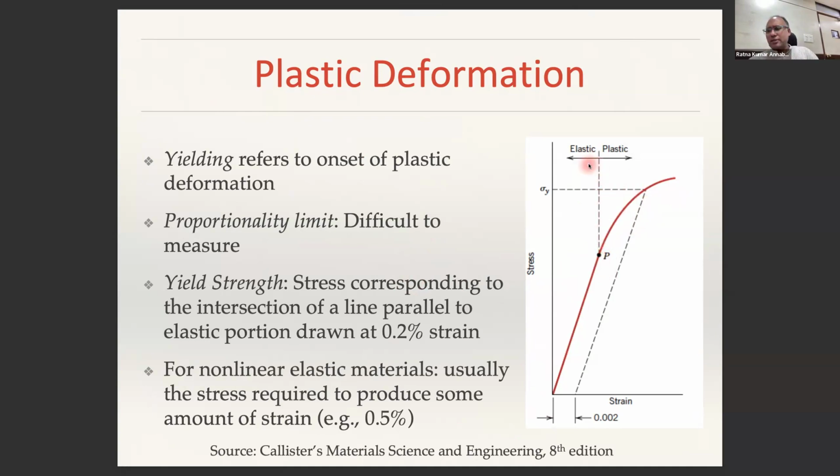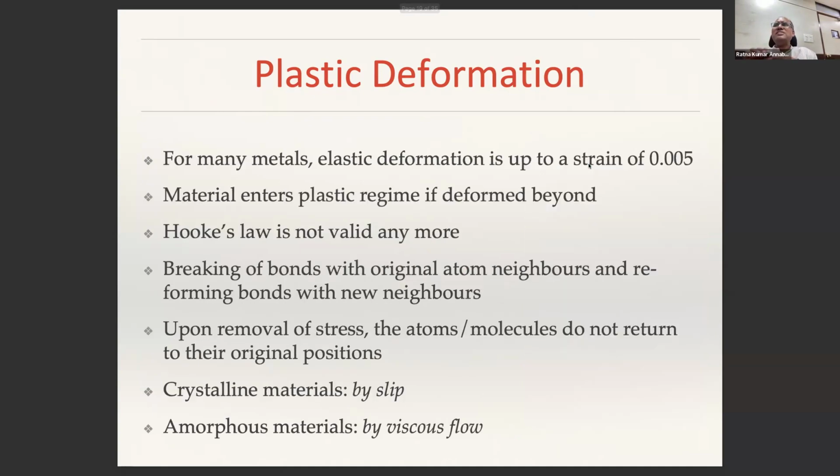What do we mean by that? For many metals, the elastic deformation is only up to a very small strain, 0.005. And if the material is deformed beyond that strain, you will encounter something called a plastic deformation regime. And once you enter the plastic deformation regime, the relation between total stress and total strain cannot be represented by Hooke's law anymore. Hooke's law does not work. Hooke's law works only in the elastic regime.